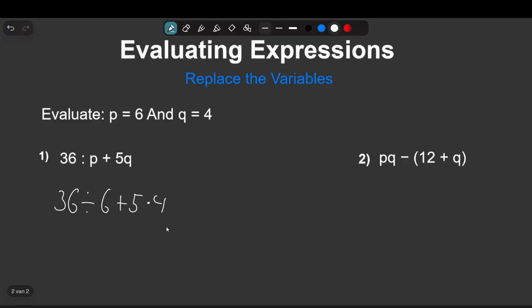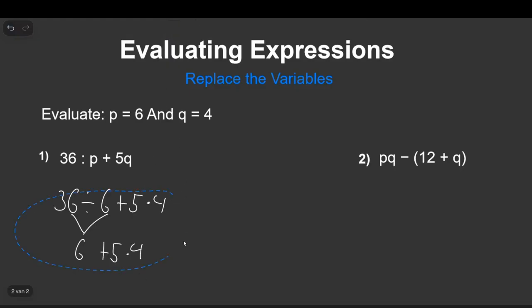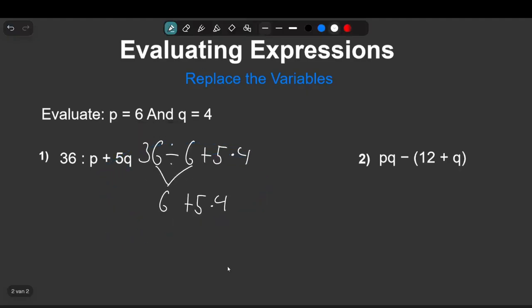To solve this, we're going to start with 36 divided by 6. 36 divided by 6 will equal 6. So now we have 6 plus 5 times 4. I like to rewrite this problem a couple of times till we get to our final answer. So now we have 6 plus 5 times 4.